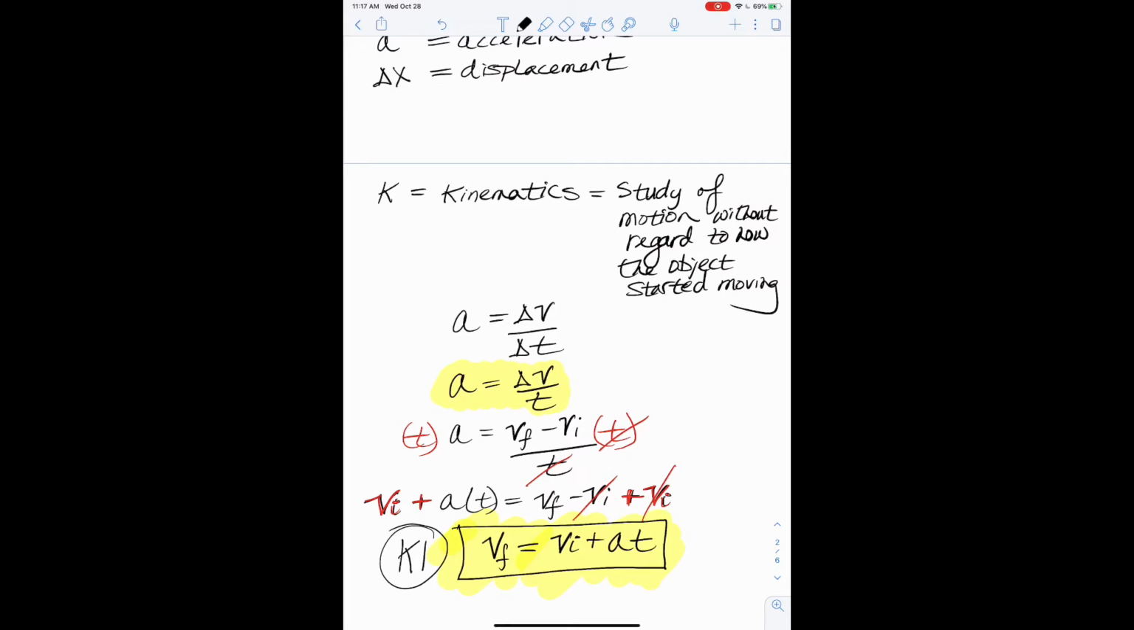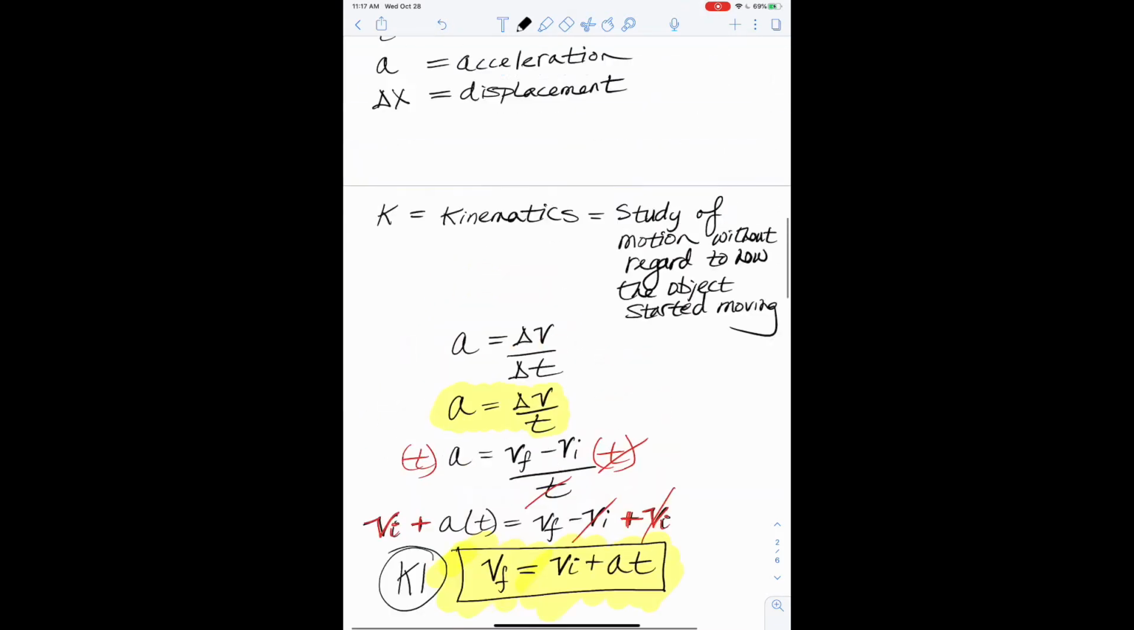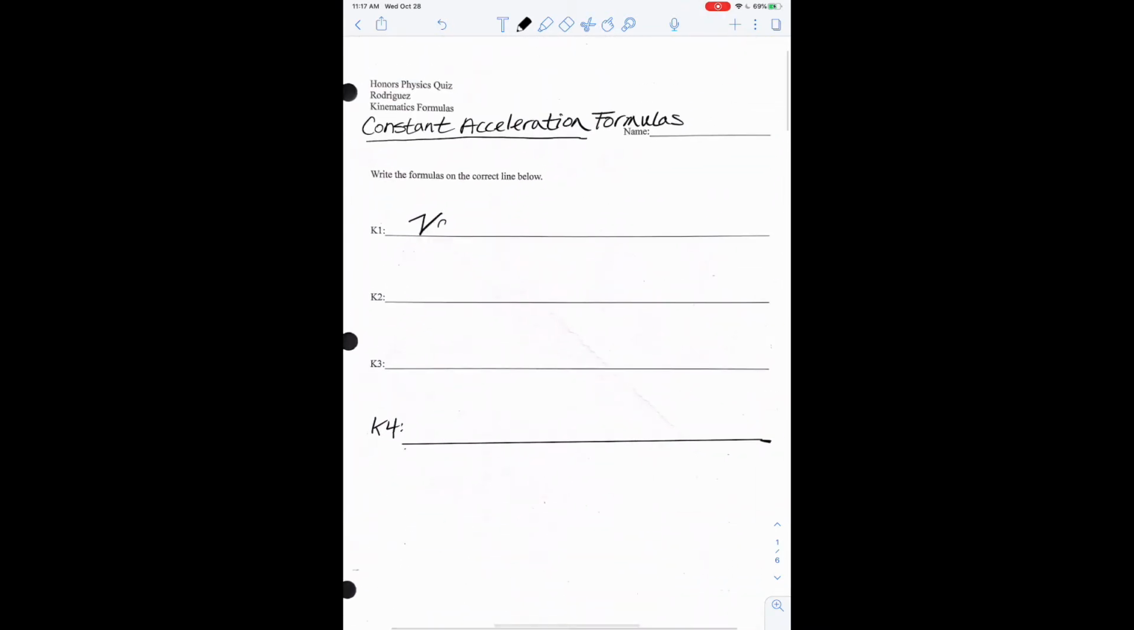Okay, so let's go ahead and add that to our list up above, what K1 is. Once again, these formulas aren't always true. They're always true, though, when something accelerates constantly, when you have an acceleration that is just a number that stays the same. But they're not always inherently true, right? Maybe your acceleration is changing.